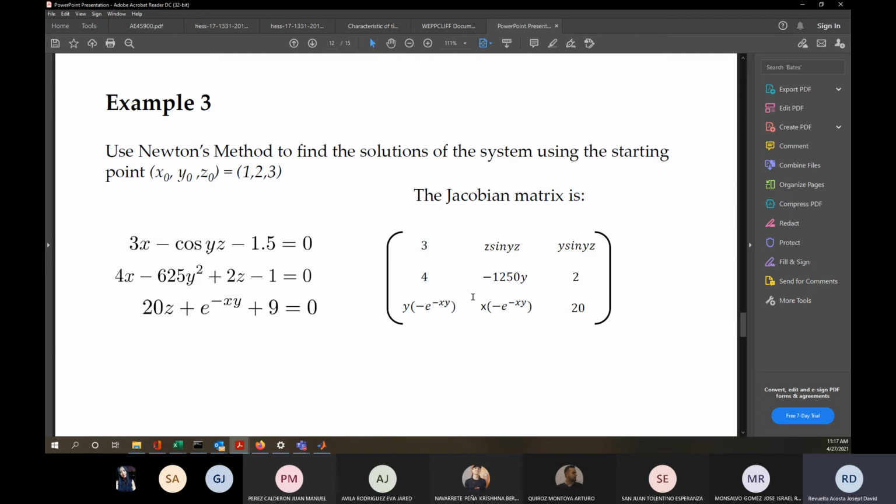Third example and the last example. So it's going to be very similar to the others. But now we have a 3x3 system. So we have three equations and we have three unknowns. So we'll see that these are nonlinear, and it's going to be very difficult to actually obtain these by hand, right? It's going to be a lot of work.